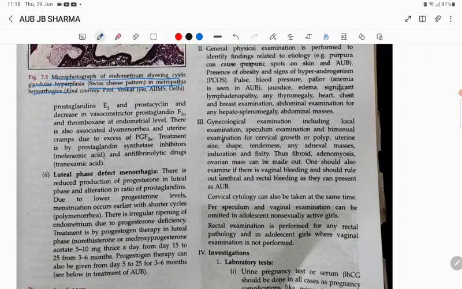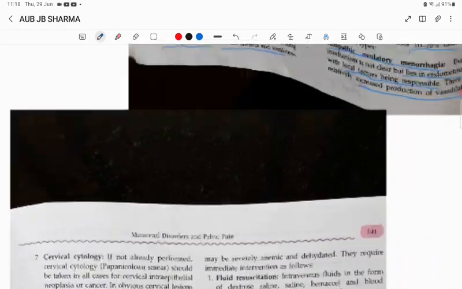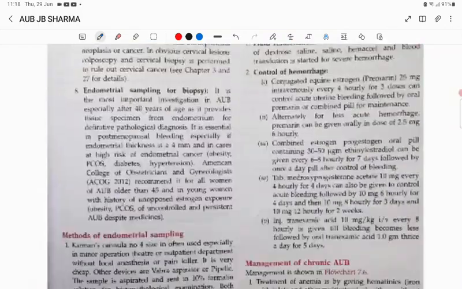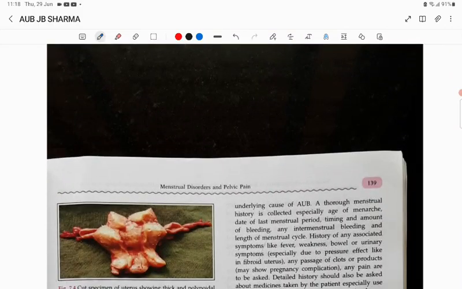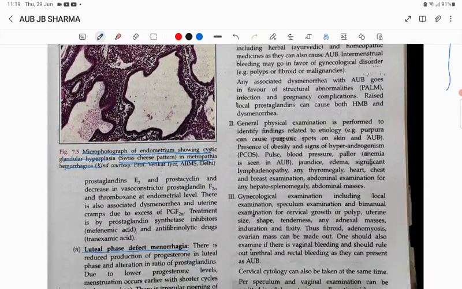Then the first cause is idiopathic ovulatory menorrhagia. Second is luteal phase defect menorrhagia. The first is idiopathic ovulatory menorrhagia, where the cause is local, which I already talked about. Because of increased production of vasodilators like prostaglandin E2 and prostacyclin, and decrease in vasoconstrictors, that is prostaglandin F2 alpha and thromboxane, at the endometrial level.